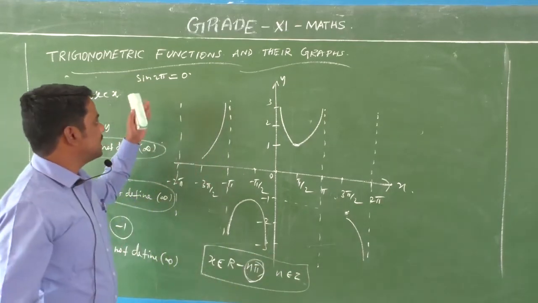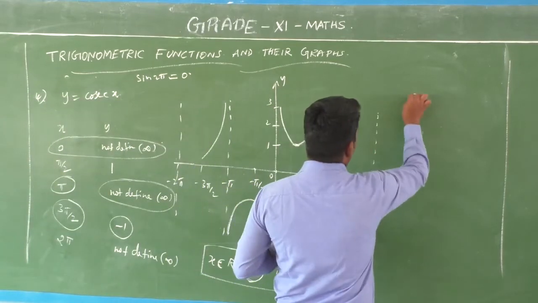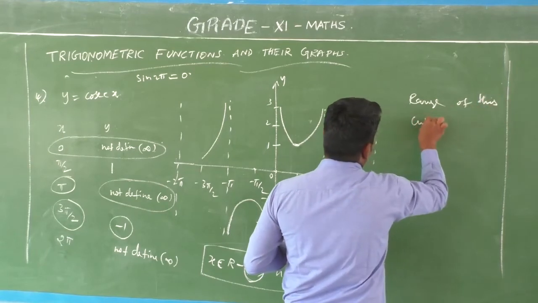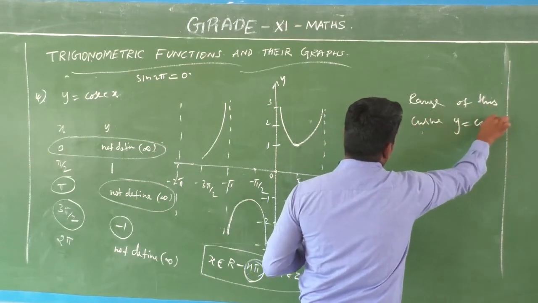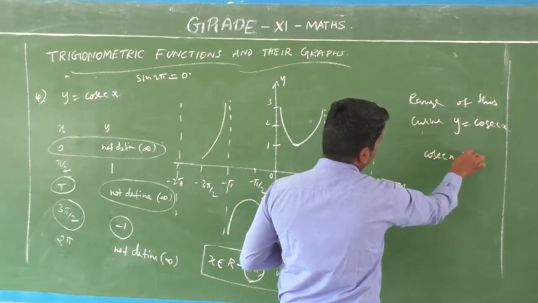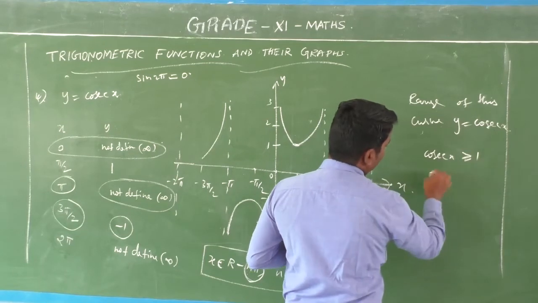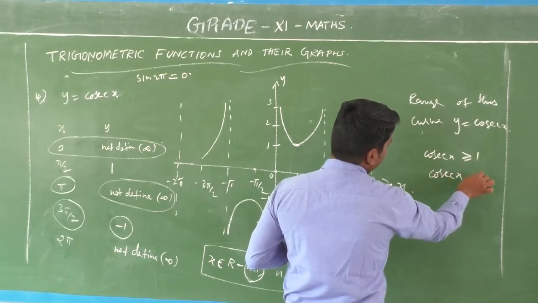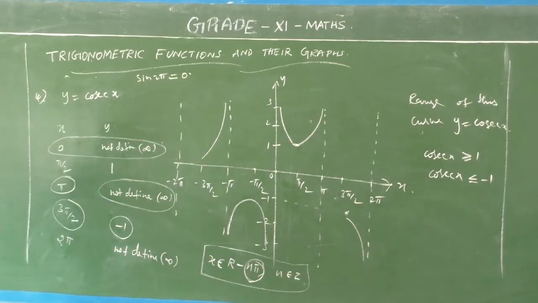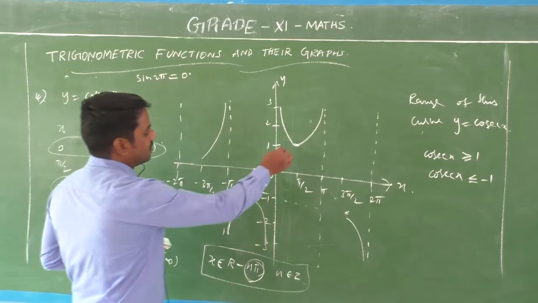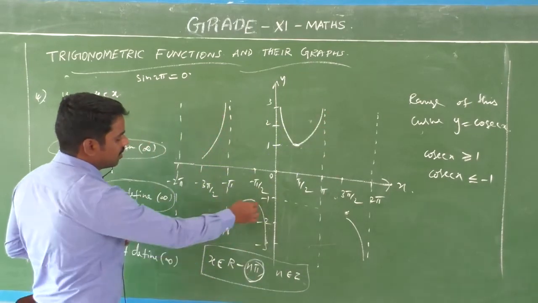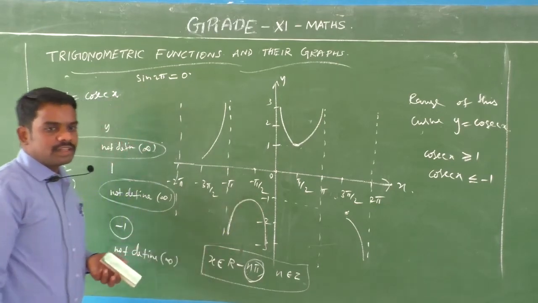The range of this curve y equal to cosecant x: cosecant x is greater than or equal to 1 and cosecant x is less than or equal to minus 1. That is, greater than or equal to 1, above 1, and less than or equal to minus 1, below minus 1. That is the range.